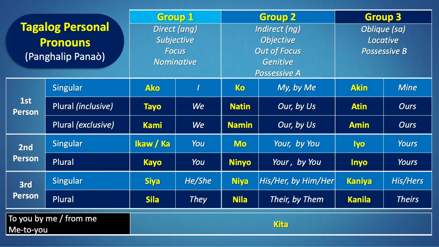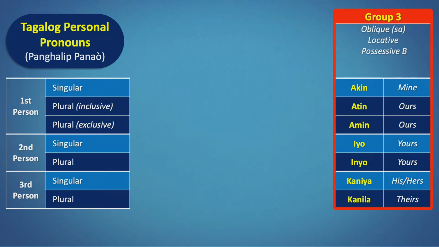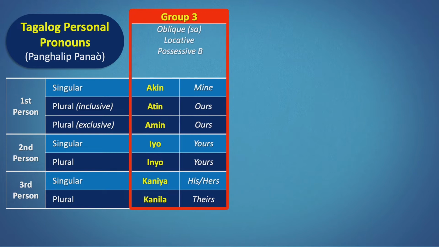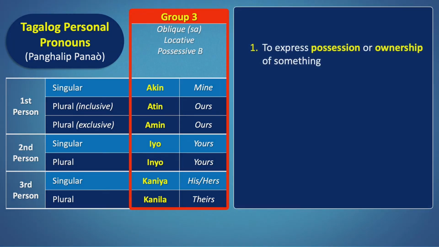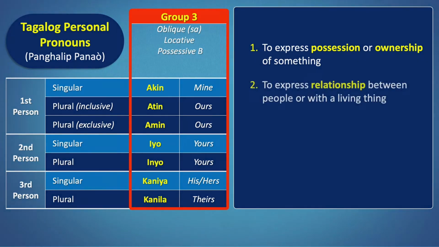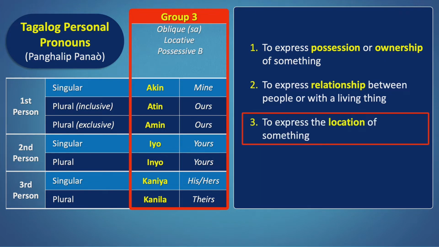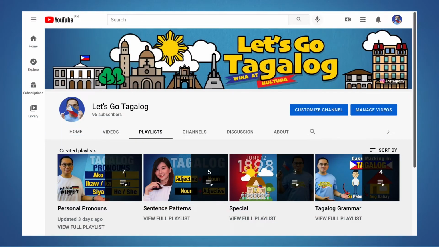Got it? In this video, we are continuing our discussion on Group 3 personal pronouns, which is used in the following instances: to express possession or ownership of something, to express relationship between 2 people or with a living thing, to express the location of something, which is the topic of this video, and its use as the object of a sentence. If this is your first time watching my channel, or if you wish to review, please check out the playlist and check out the videos labeled Personal Pronouns.